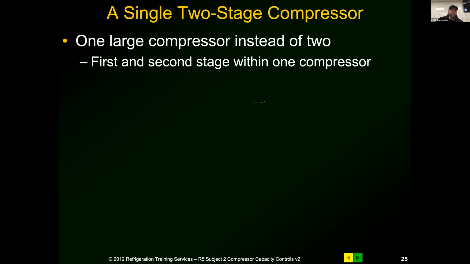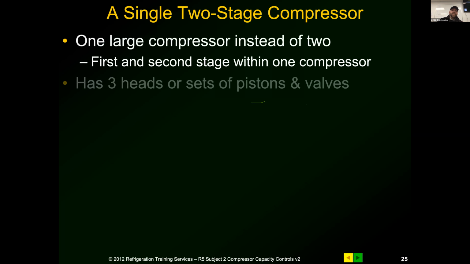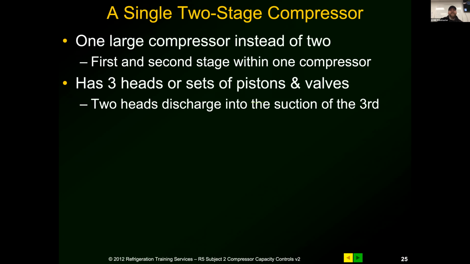A single two-stage compressor is one large compressor instead of two. The first and second stage within one compressor has three heads, or sets of pistons. Has anybody here worked on a Carlisle compound? Husman Super Plus racks? Carlisle compounds, that's where we've seen them. We've seen them on a couple of Polar racks too. Two heads discharge into the suction of the third.